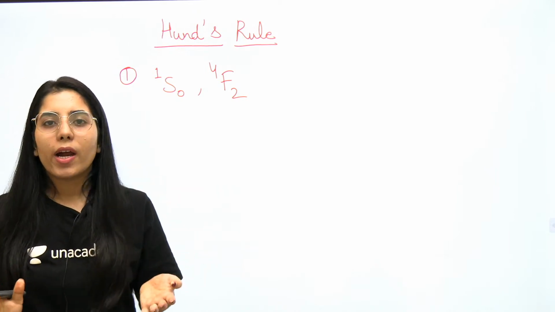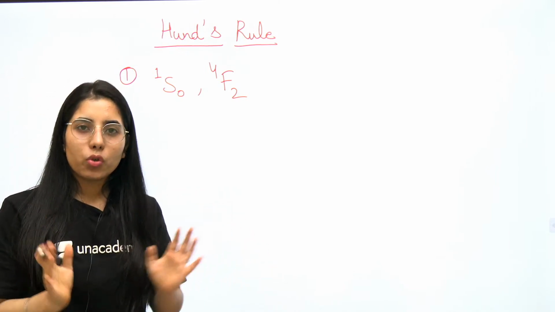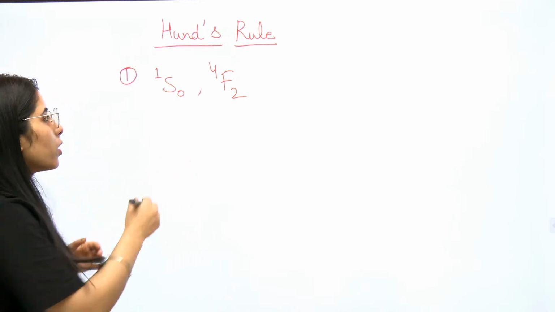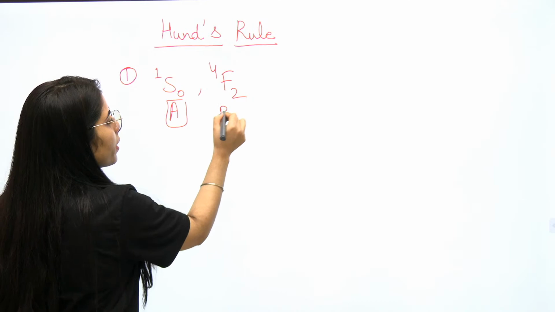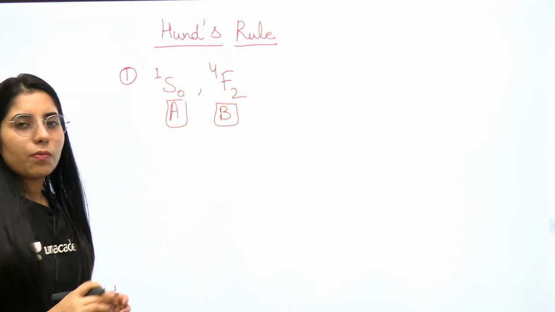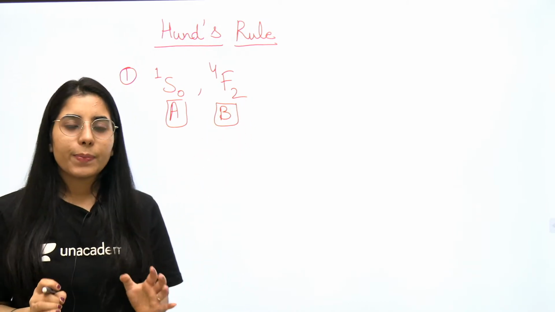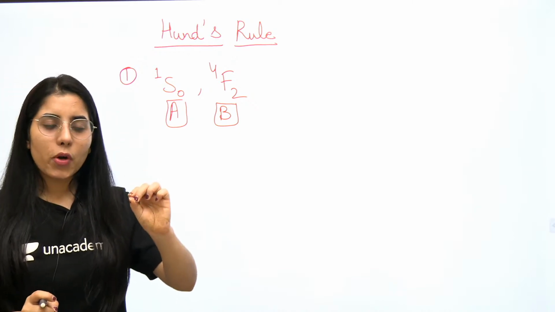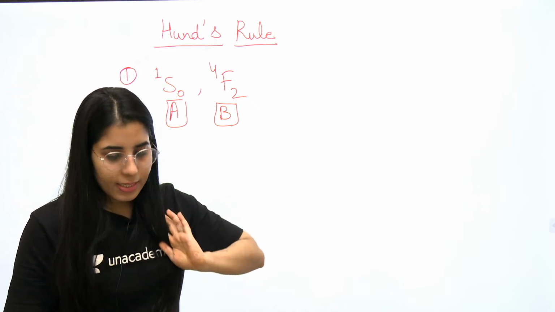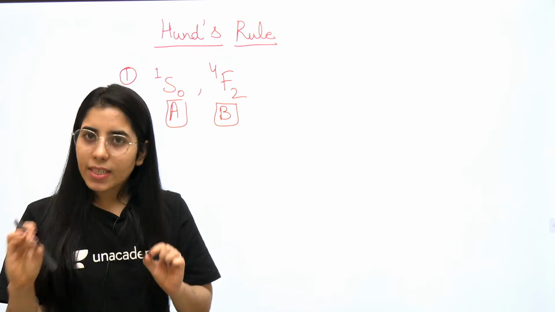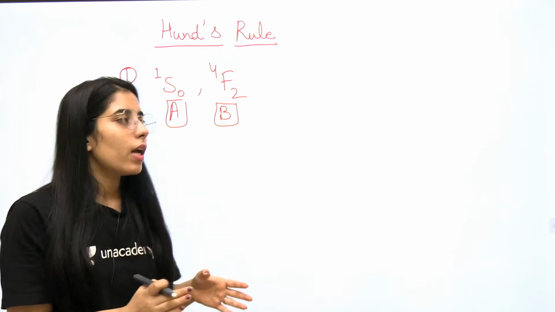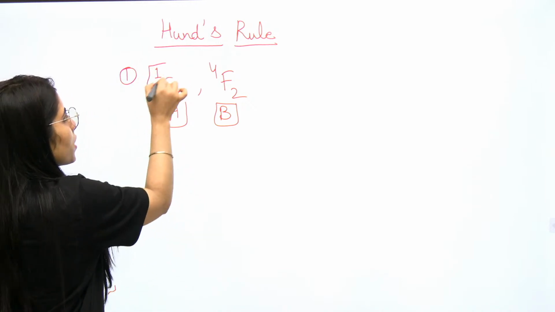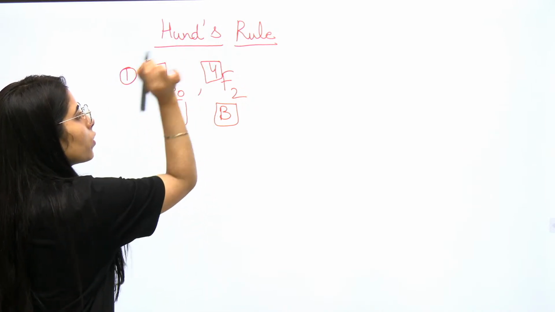I want you to find the ground state spectroscopic term if the two terms have been given, A and B. So which one will be the spectroscopic term for the ground state? Clear? Now the first point in Hund's rule says that the largest capital S, which means the largest multiplicity. Capital S means what? This 2S plus 1 term. Okay, you need to compare them.